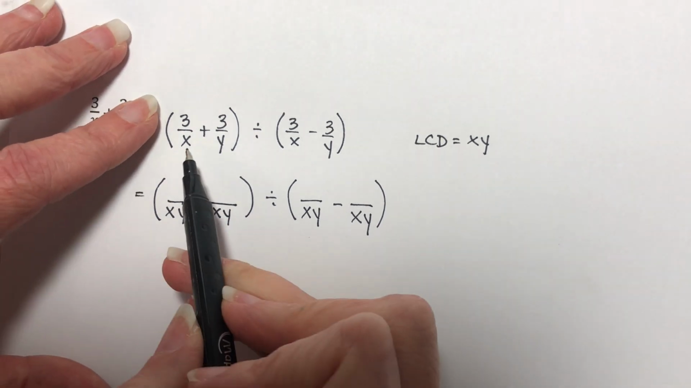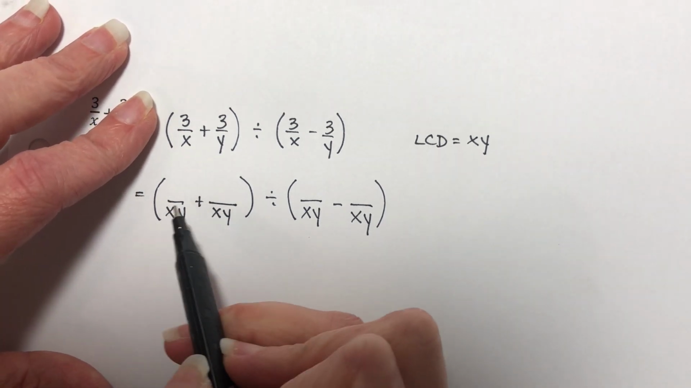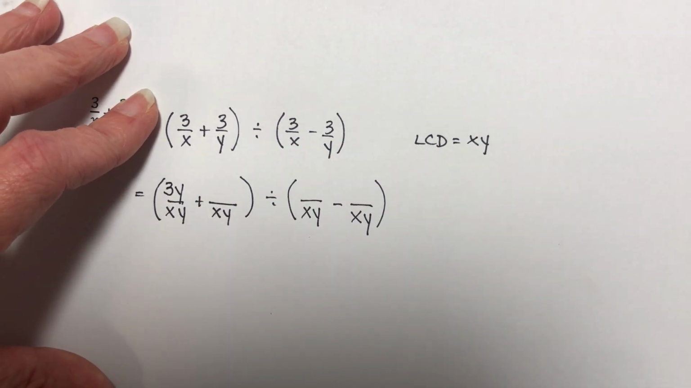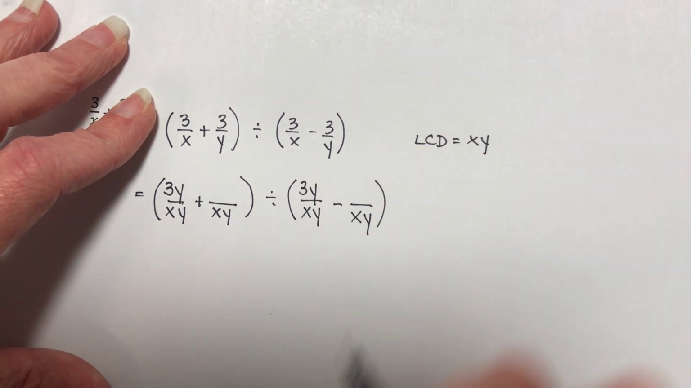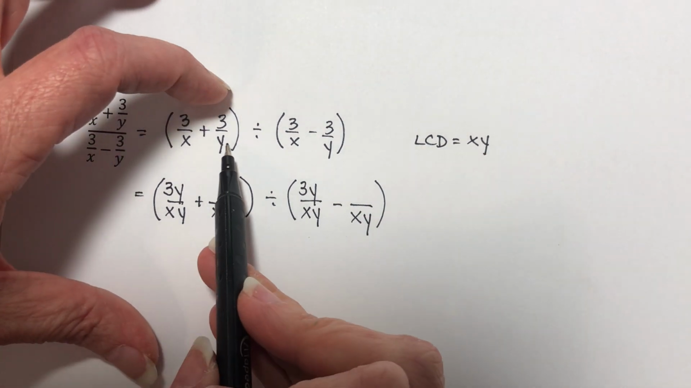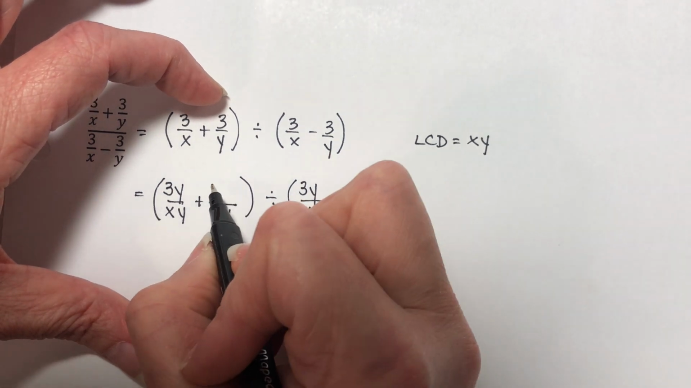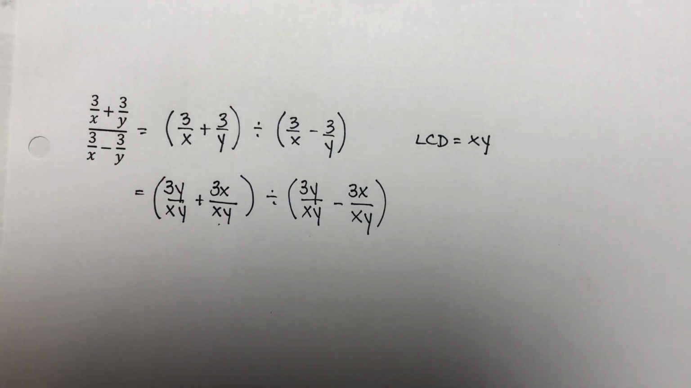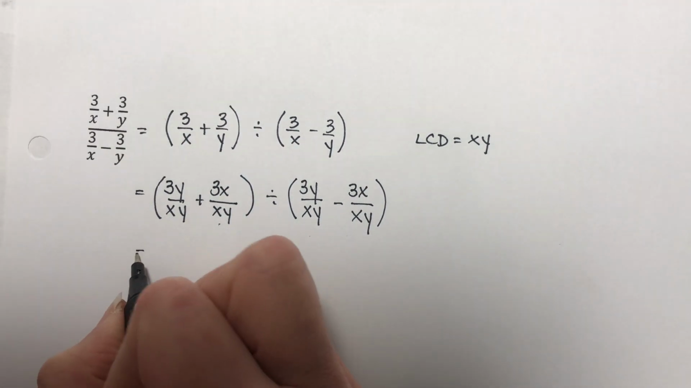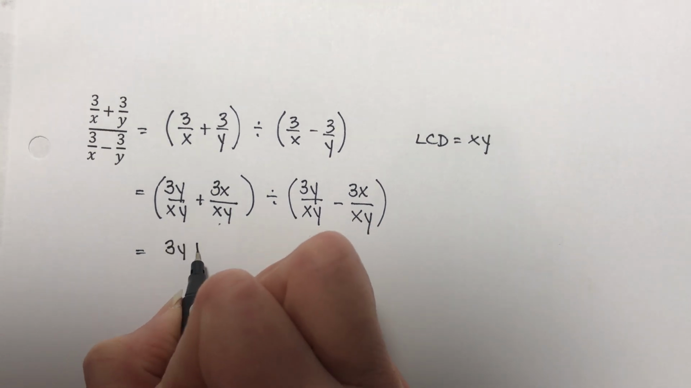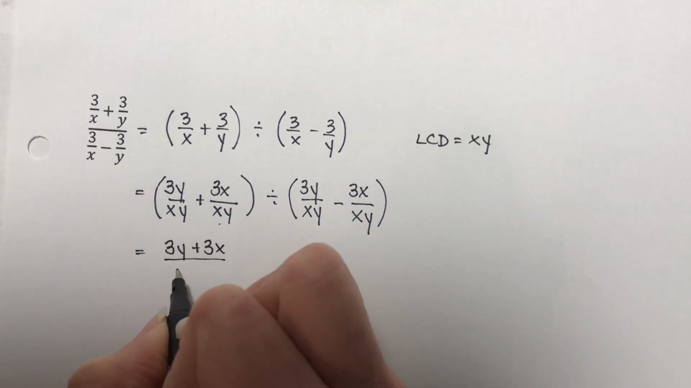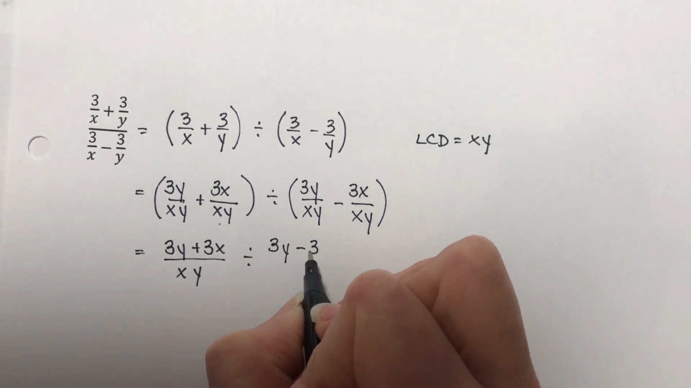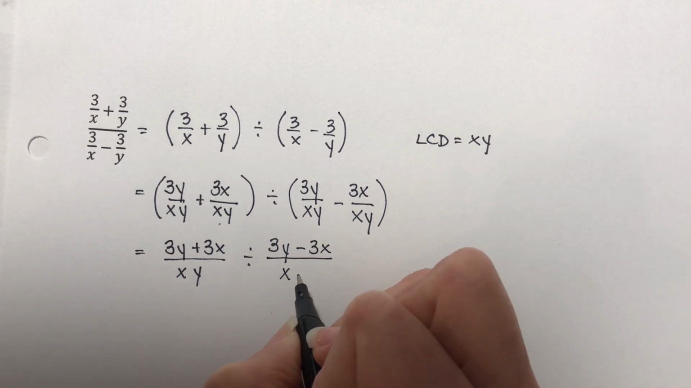Okay? To go from here to here, I multiply the denominator by a y, so I need to multiply the numerator by a y as well. It's 3y. So this one is also 3y. Here, I multiplied the denominator by an x, so I have to multiply the numerator by an x. And that happens on both of them. Now go ahead and combine these. This is 3y plus 3x over xy divided by 3y minus 3x over xy.